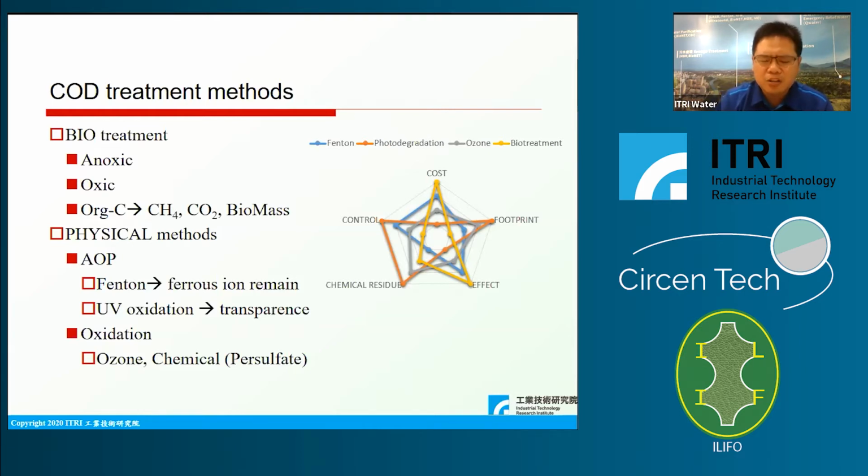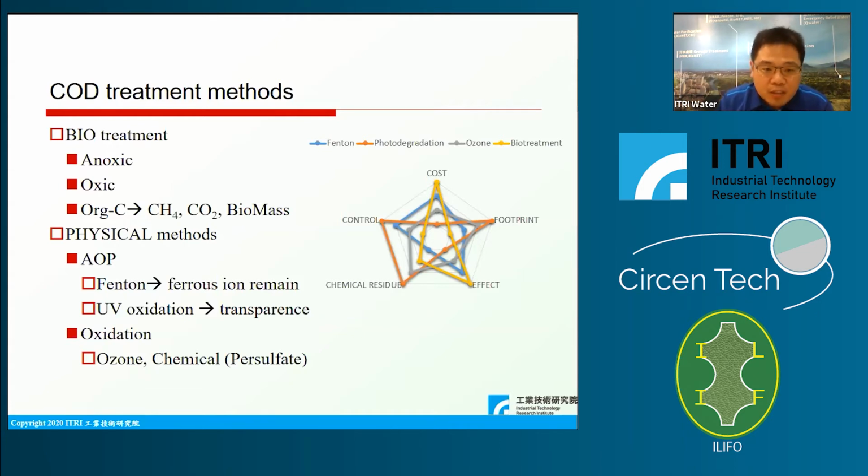We use hydrogen peroxide reacted with ferrous ions, and then produce hydroxyl radicals to attack the carbon links into carbon dioxide. The other one is UV oxidation. We use UV light to react with the water and produce hydroxyl radicals. But more importantly, your target compound should be transparent. Otherwise, the UV will be inhibited.